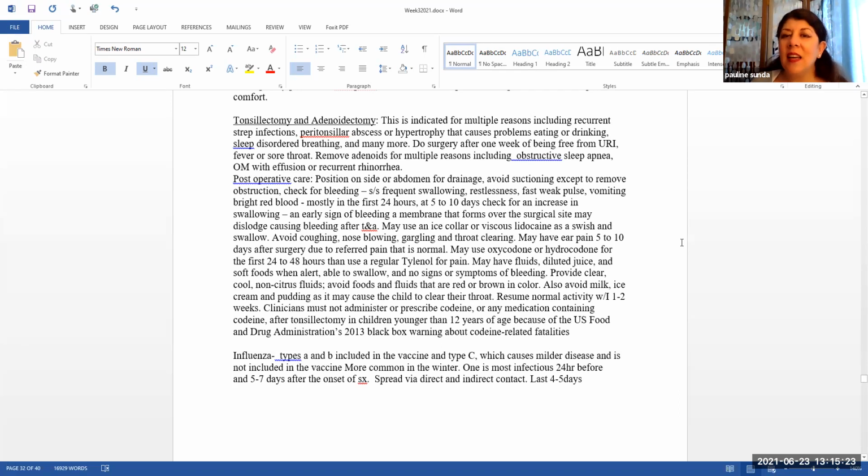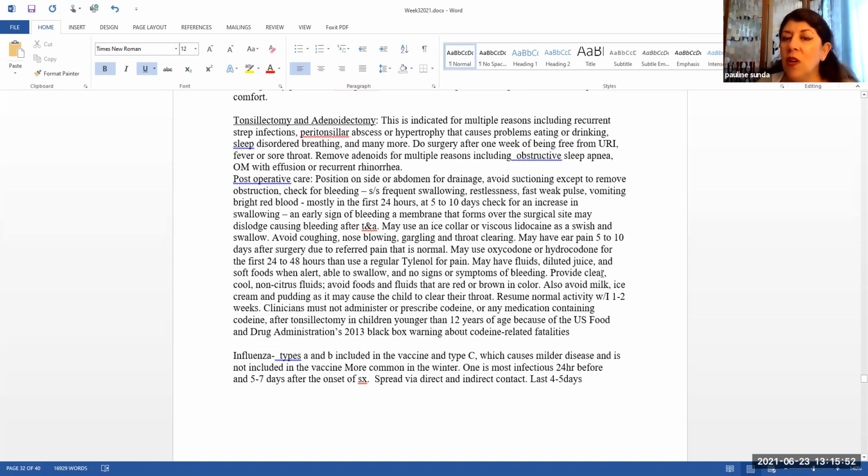Tonsillectomy and adenoidectomy. So these used to be done a lot. They're not done with the frequency that they used to be done. So here, this is indicated for multiple reasons, including recurrent strep infections, peritonsillar abscess or hypertrophy that's causing problems with eating or drinking, sleep disordered breathing, and then other reasons as well.